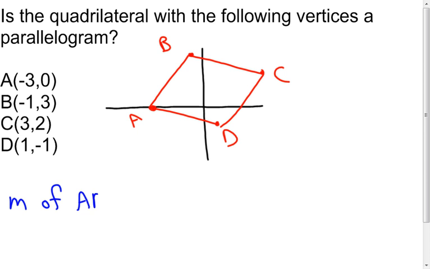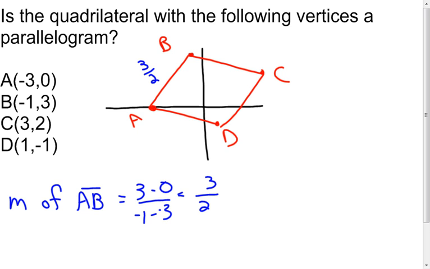Slope of segment AB. Well, I just need to use my slope formula using point A and point B. So I'll do my 3 minus 0 over -1 minus -3. And I find out the slope of segment AB is going to be 3 over 2. So I'm just going to put that up here, remembering in my head that that's the slope.